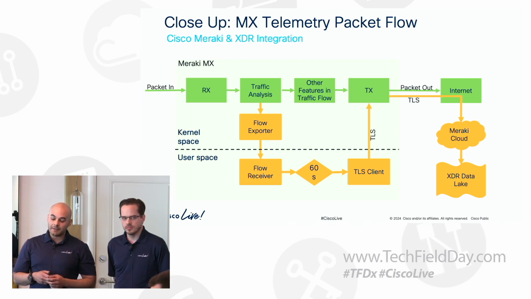I say every 60 seconds only because if the oldest flow is 60 seconds old, bam, we'll send it out. But it could happen sooner. Say you have a lot of flows going through this. You can't send them all in one packet out to XDR, because there is an MTU. So if either the buffer's full or we hit that 60-second mark, we'll send this traffic out. And from the MX, it's a separate TLS connection going to the Meraki cloud. It's not using the same management connection.